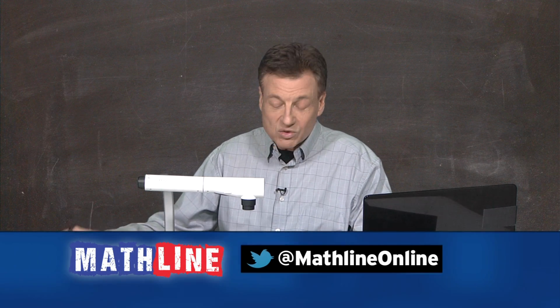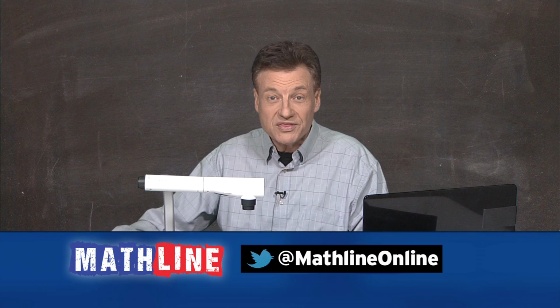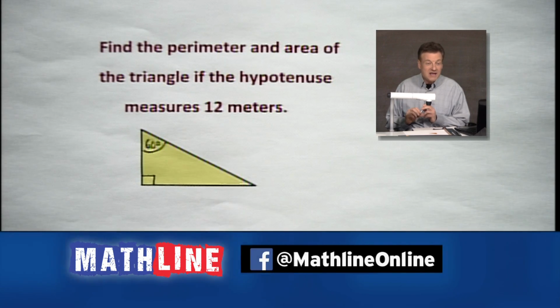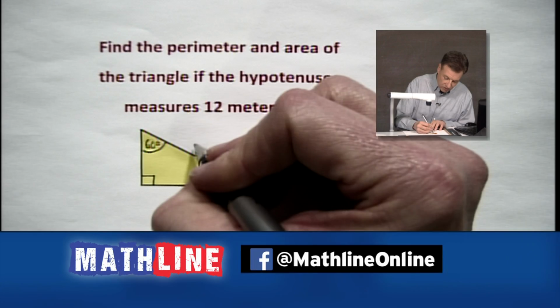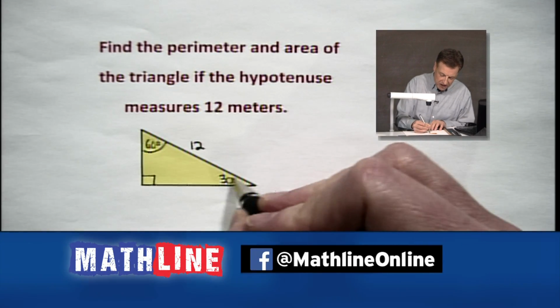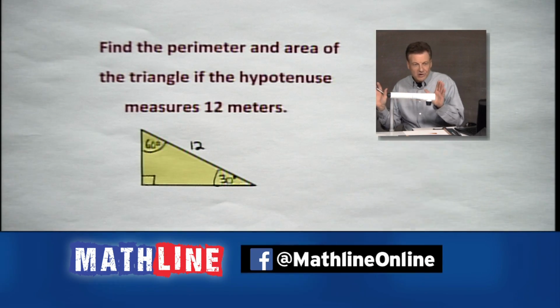So let's do a quick little problem with it. We're not going to prove anything much here. We're just going to go to the formulas and run them. It says find the perimeter and the area of the triangle if the hypotenuse measures 12. So let's go with it. We know hypotenuse. There it is. If this is 60, we got 30 down here. All right, let's go.